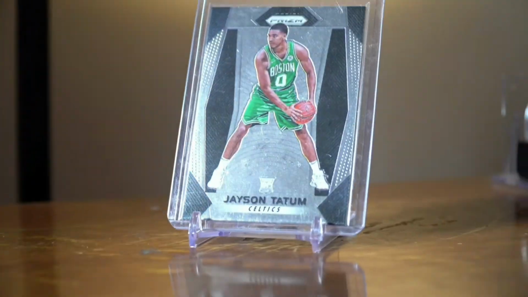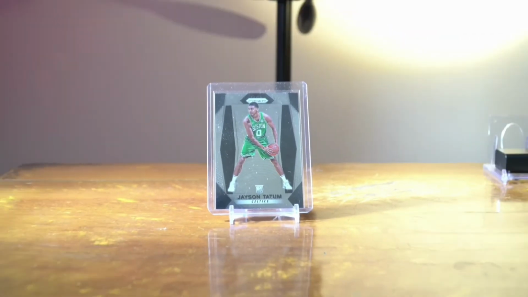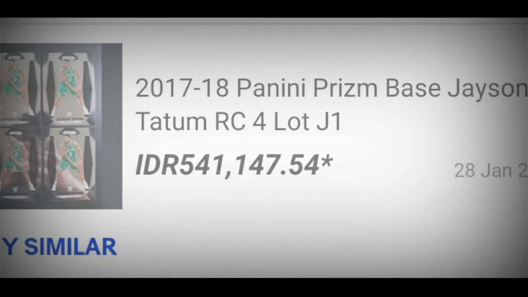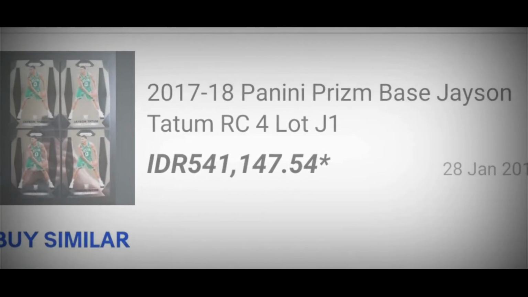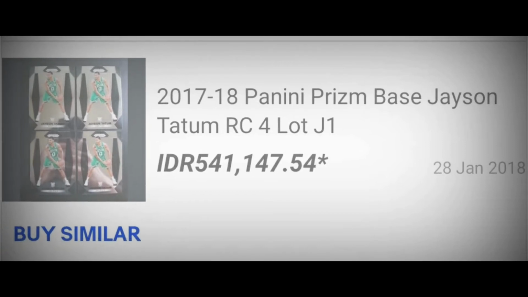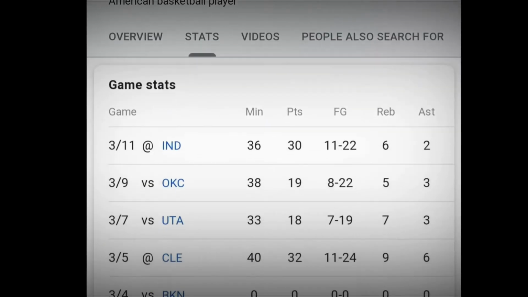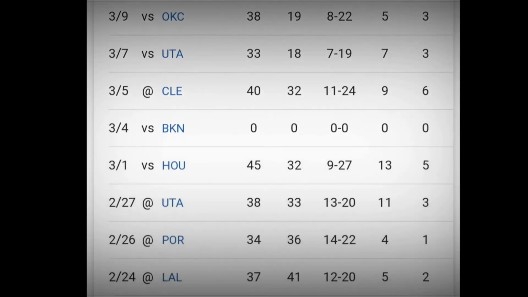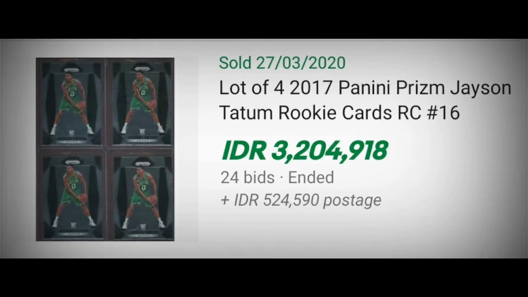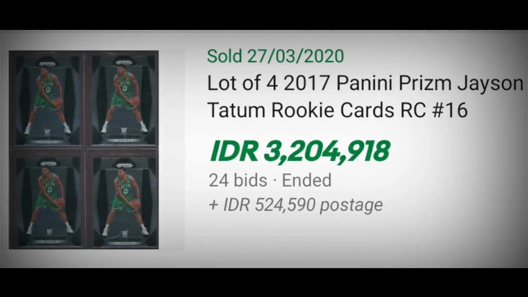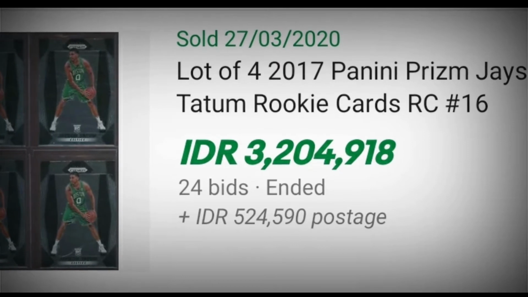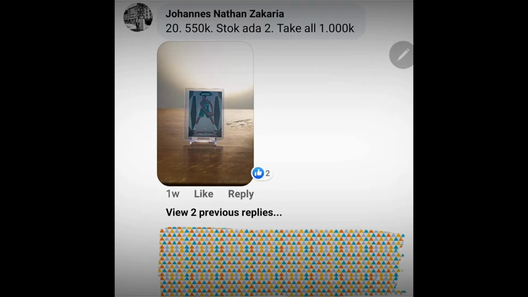But wait a minute, what is profit? Let us rewind back a bit. In 2018, I bought 4 rookie cards of Jayson Tatum for 540,000 rupiah. Then before this pandemic, his scoring went up very quickly, so people started to think that he's a good player, and his card sold for 3,200,000. For the purpose of this video, I tried to sell the same card in the local market.